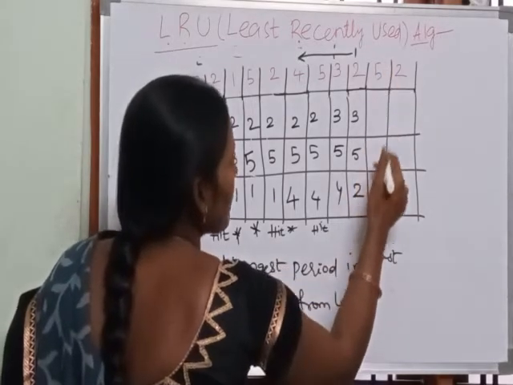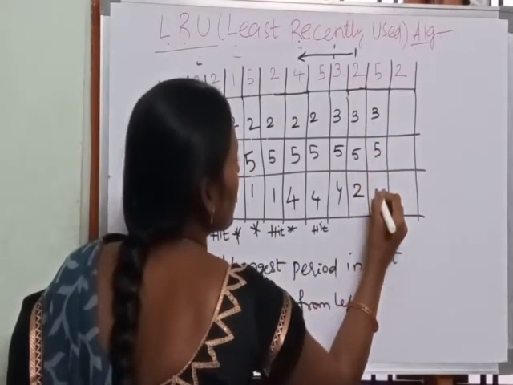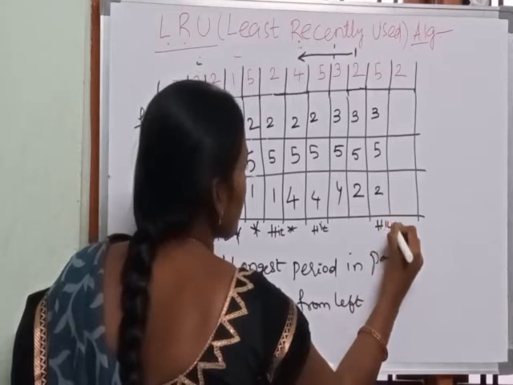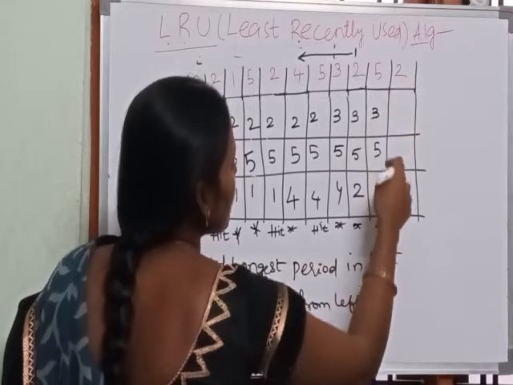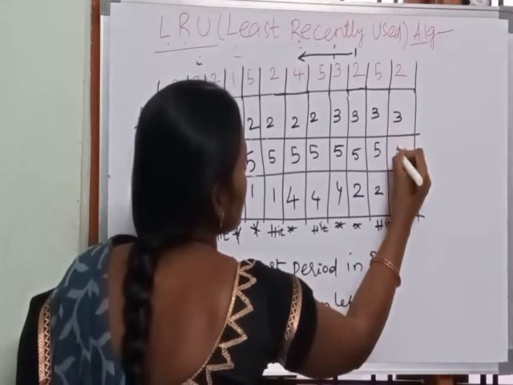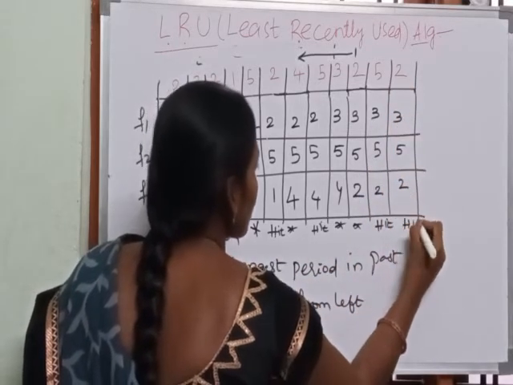Next, 5. 5 is already available in the frame. So 3, 5, 2. So this is a hit, and the previous one is a fault. Next, 2. 2 is already available in the frame, so write as it is, 3, 5, 2. That is also a hit.